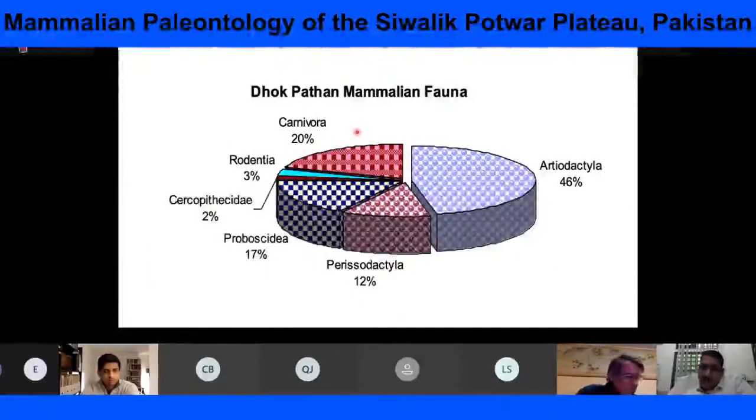Dhok Pathan mammalian fauna include artiodactyls, carnivores, rodentia, cercopithecines, proboscideans, and perissodactyls. The fauna is dominated by artiodactyls, especially bovids. Other than artiodactyls, the other mammalian groups are also found. Dominant bovid species are Gazella lydekkeri, Tragoportax punjabicus, and Pachyportax latidens. The smallest non-bovid species, Eliscistocetus, is also relatively more numerous as compared to the Nagri Formation. Other bovid species include Selenoportax vexillarius, Selenoportax lydekkeri, Pachyportax nagrii, and Tragoportax latidens, which is of controversial status still.